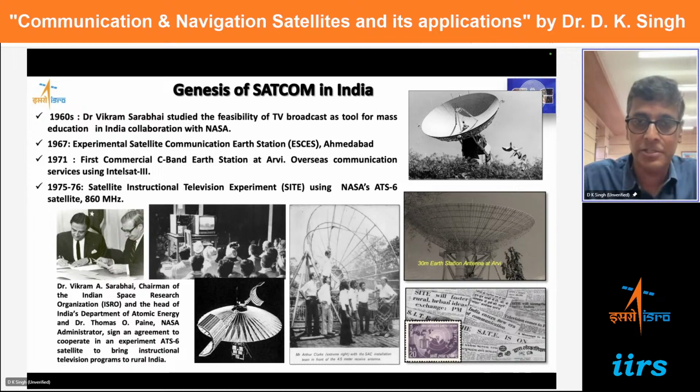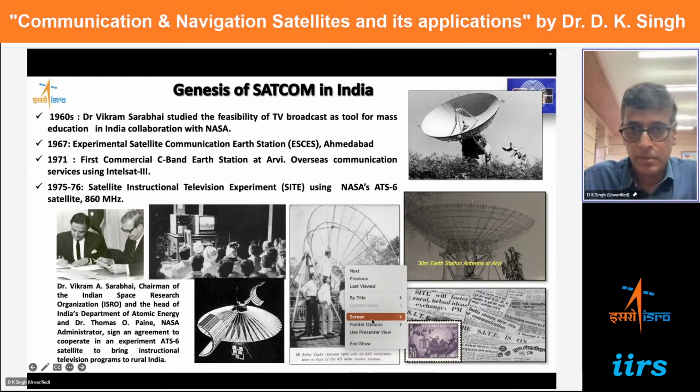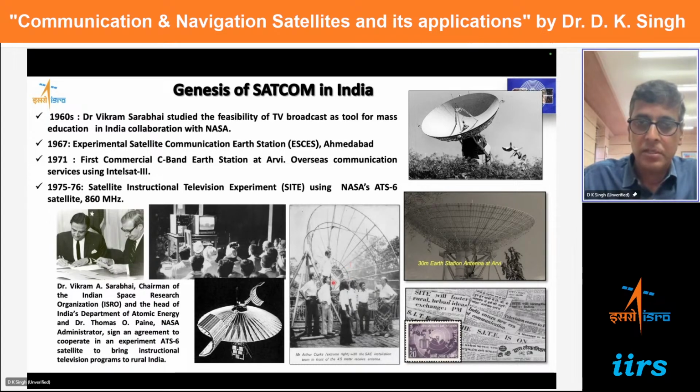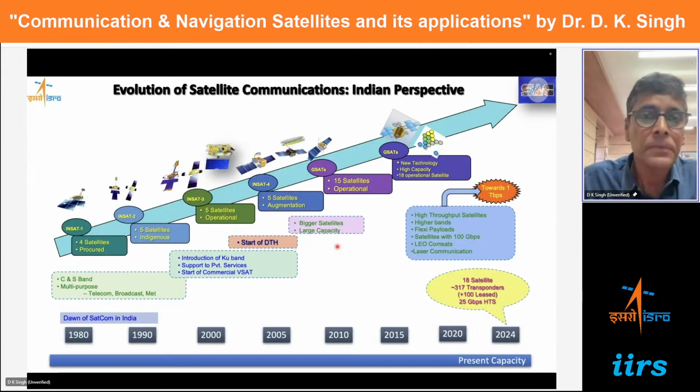You can see the dish there, let me put the pointer in the laser mode. So this is the dish which works at the UHF frequency, and it's used to receive the TV signal right from the satellite. So this was the DTH of the 70s. ISRO did it way back.